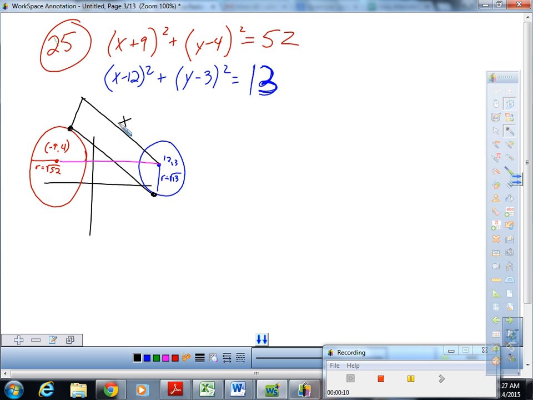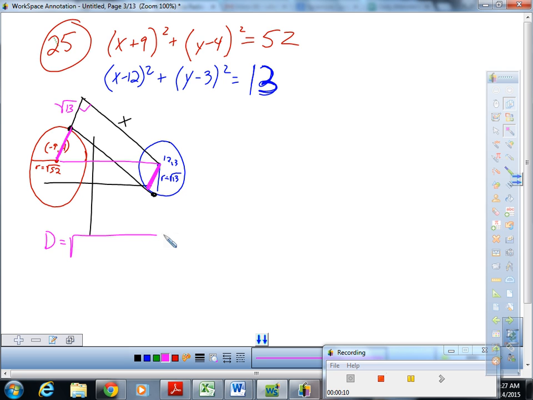We know that this right there is radical 52, okay? We know that this is a right angle, and we know that since that is radical 13, this is also radical 13. So we can find this pink line using the distance formula.